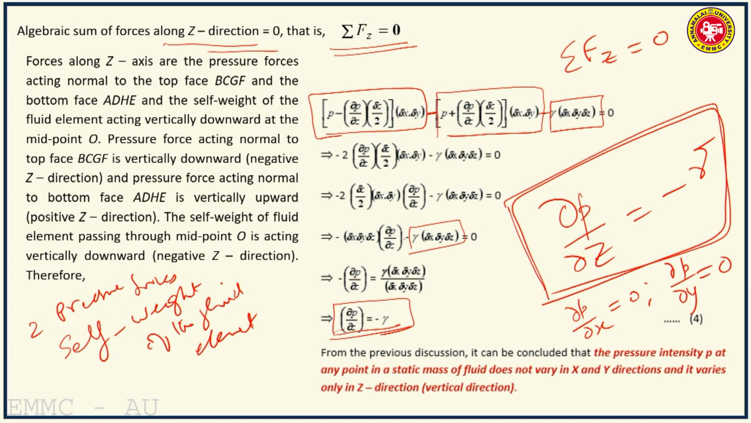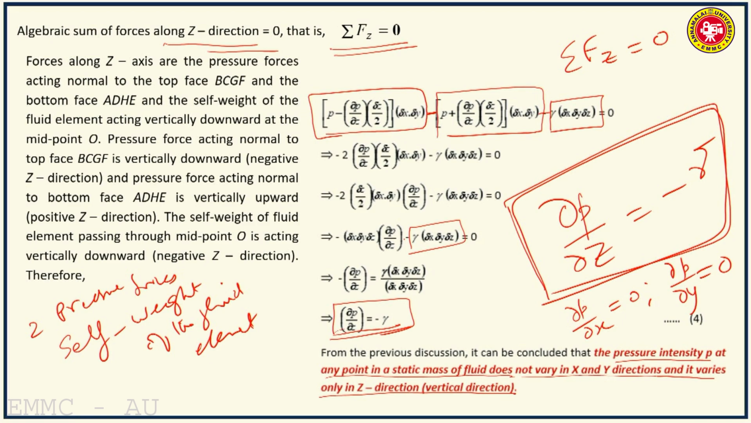So the pressure intensity varies in z direction, in the vertical direction. So the pressure intensity at any point in a static mass of fluid does not vary in x and y directions, and it varies only in z direction, vertical direction. How does it vary? At a constant rate equal to the self weight of the fluid. What does minus gamma signify?